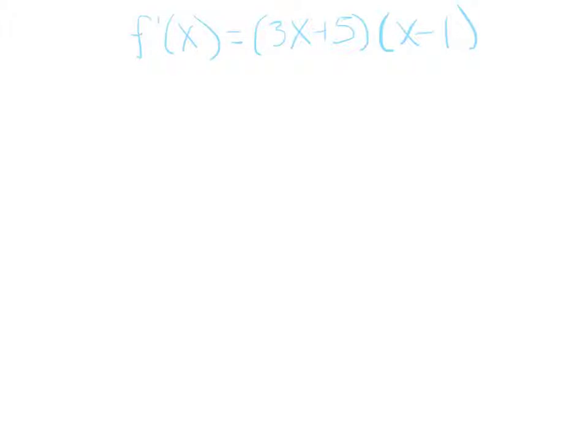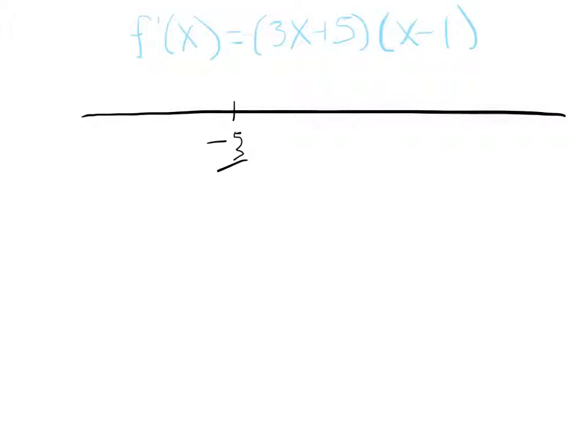Now, knowing this and our zeros, we need to create a number line. We must then place our critical points on the number line. We do not have to be very specific, just generally where they would fall, with negative 5/3 being less than 1.